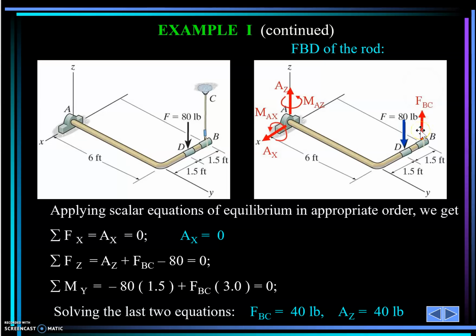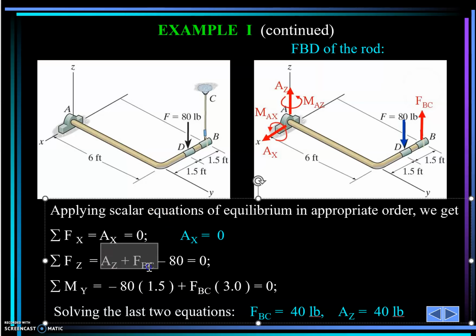So let's see. I have several equations of equilibrium that can help us. I believe if I do sum of force in X equals 0, you find out that AX is 0. If I do sum of forces in the direction of Z equals 0, I have AZ, I have minus 80, and I have plus FBC. Perfect. So I have this equation, but I have 2 unknowns. That's not going to help me much, right?